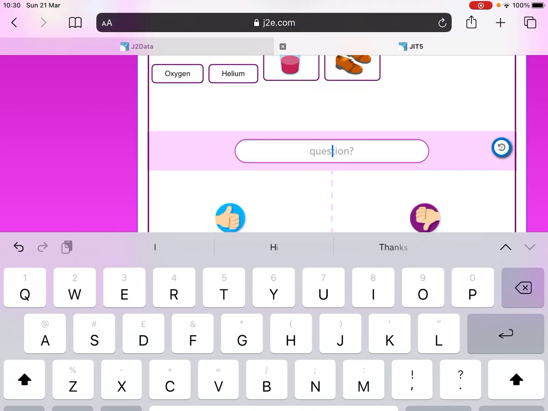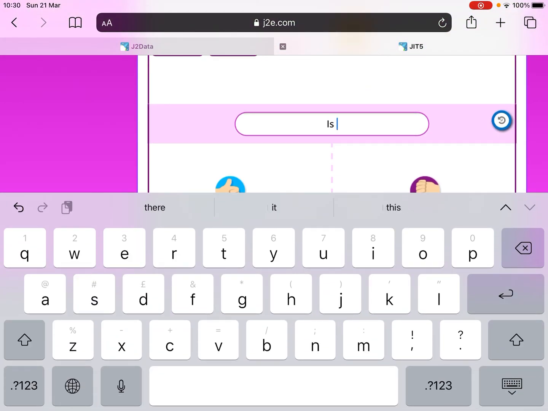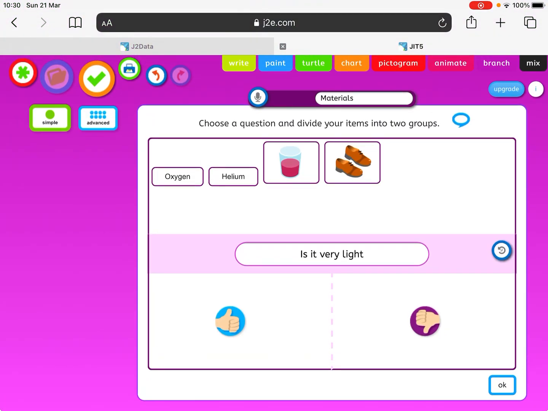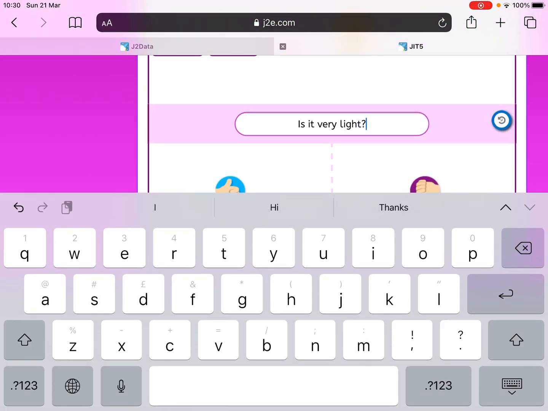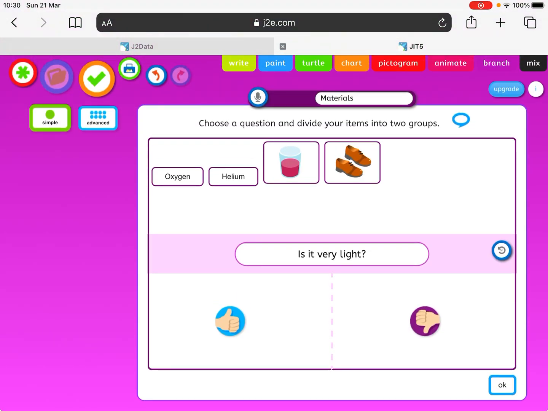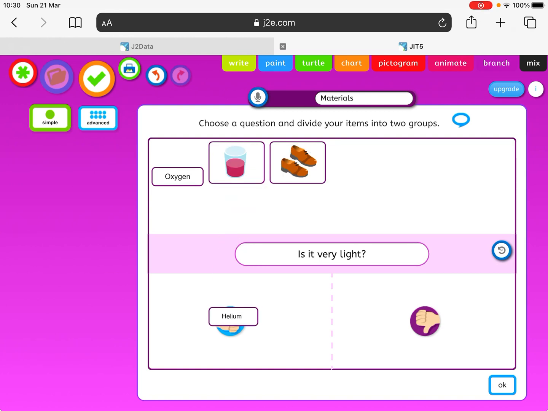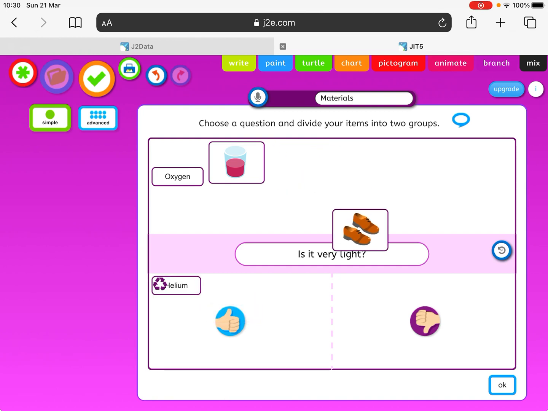So let's do, is it very light? Now clearly if they're just year 3s, the questions are going to, I need to put a question mark in here. Apologies if I didn't for the other ones. Some children might think that the woolen socks are very light, so there's a lot of discussion. But this is what's good about this. It gets people to discuss things.